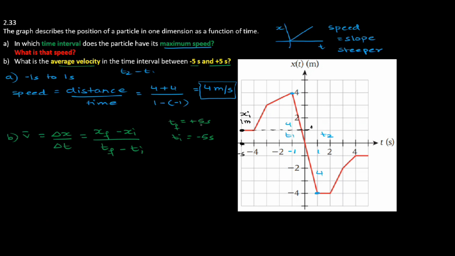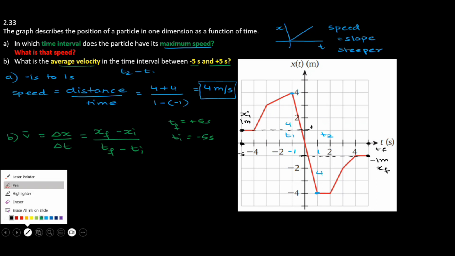Final time is +5 seconds, which is over here. This is my final time. And the position of the particle at this time is -1 meter. To find the position value, go to the y-axis and locate the position. So here the position of the particle is -1 meter. I will call this the final position.